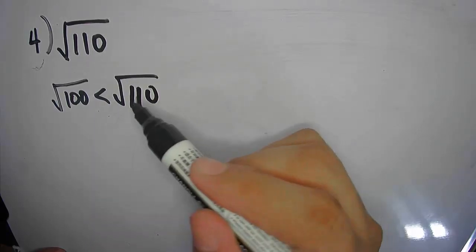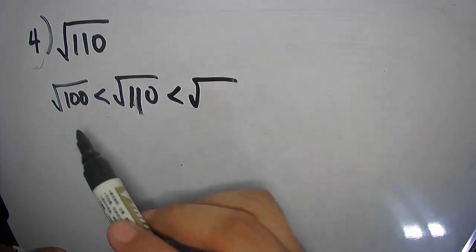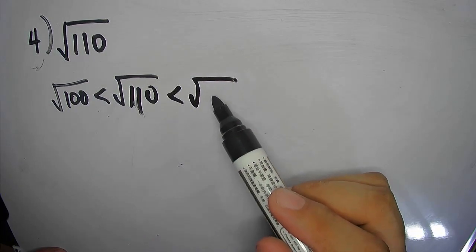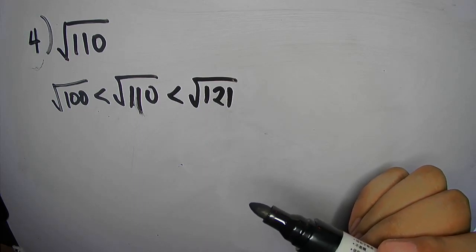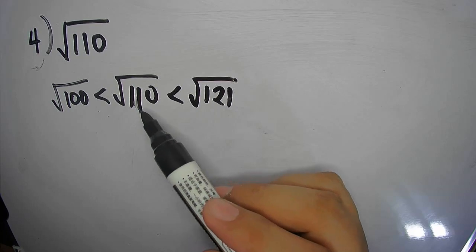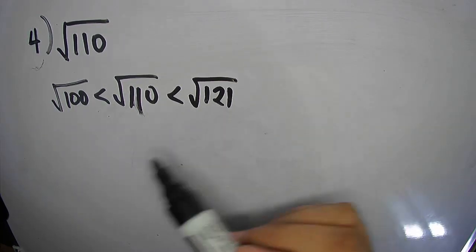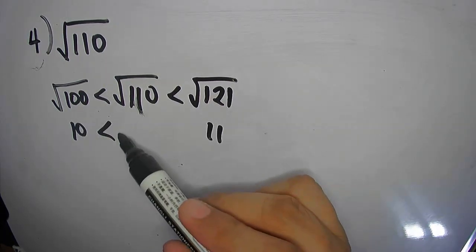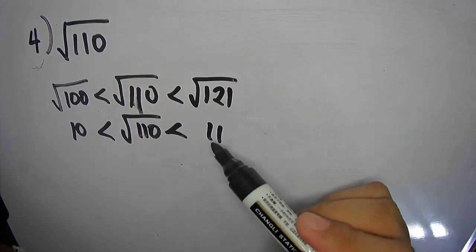But square root of 110 is lesser than the square root of 121, which is the product of 11 times 11. So the square root of 100 is less than the square root of 110, but the square root of 110 is lesser than the square root of 121. And this is 10, and this one is 11. So therefore, the square root of 110 is greater than 10, but less than 11.